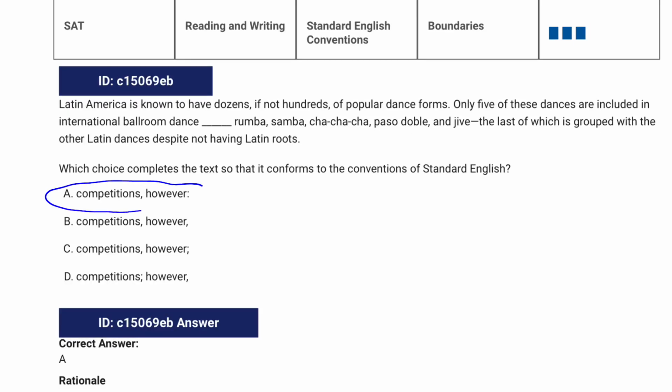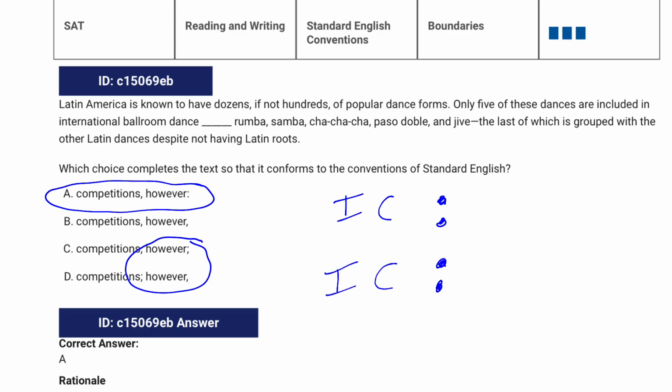Here we are introducing a list. Only 5 of these dances are included in the International Ballroom Dance, however, and then we put a colon and then we state that list. So if you tried to use a semicolon like this, notice that everything to the right is not a complete sentence. So that's why they wouldn't work. It goes back to this idea. You have to have a complete sentence to the left of a colon. For a semicolon, you have to have a complete sentence on both sides. So that's why it doesn't work for the semicolon, but it does work for the colon.